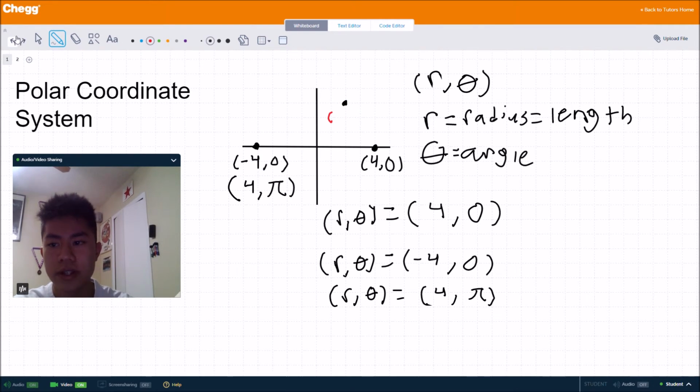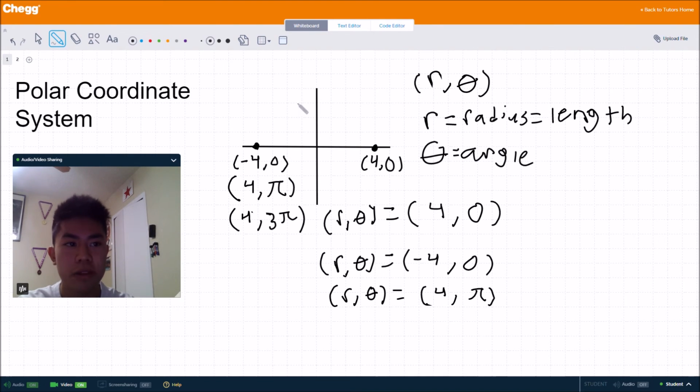Another way that you can see that they're not unique is that you can add 2 pi to any angle and it'll be the same thing, right? So this point that I just drew here can also be represented as 4, 3 pi. Because with 3 pi, you're just adding 2 pi to pi, so it's going to make a full revolution. Nothing's going to happen. And that's some pretty interesting stuff about the polar coordinate system.